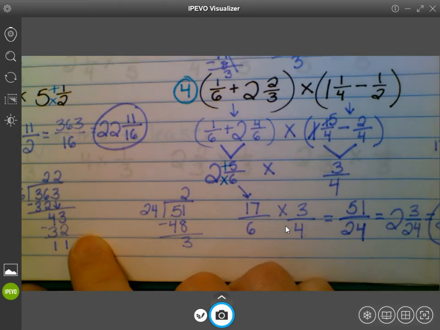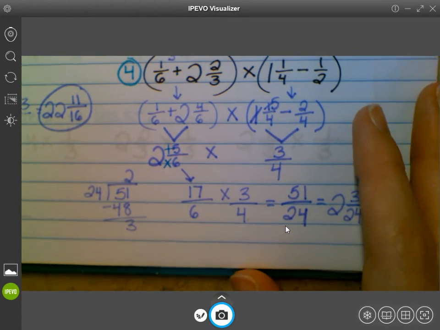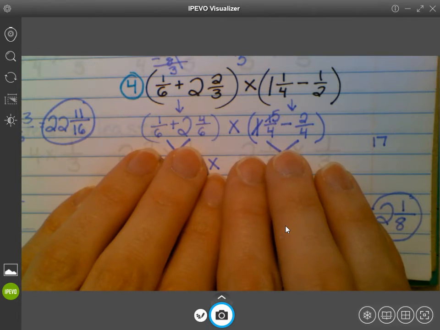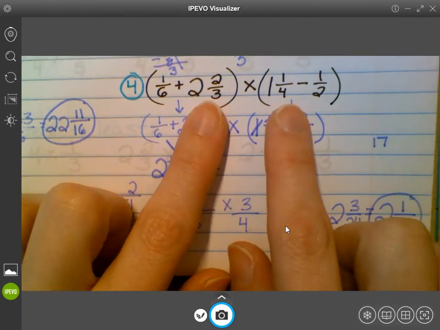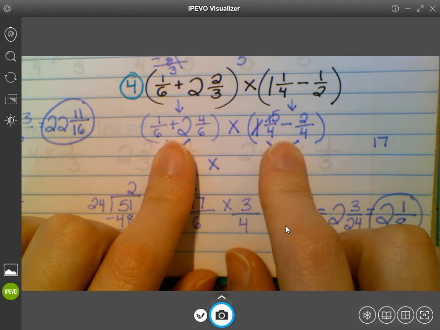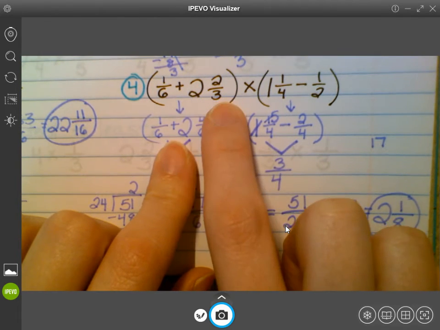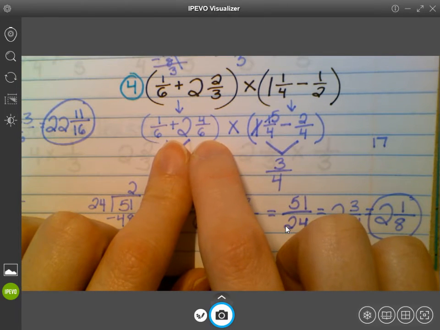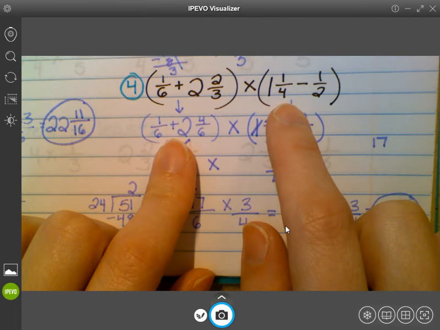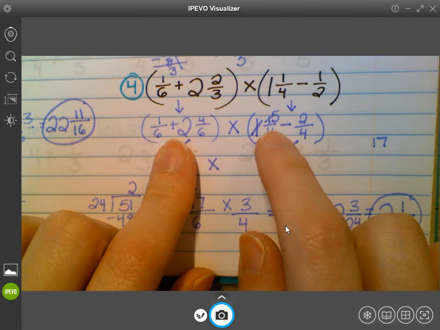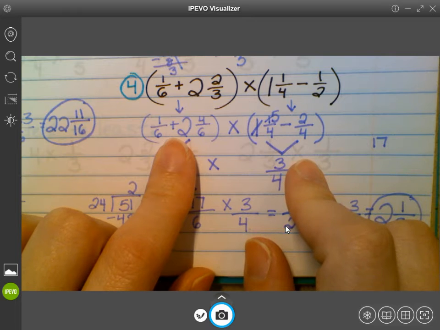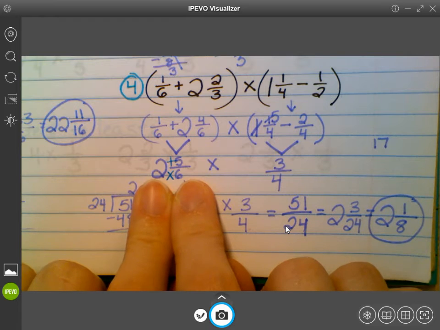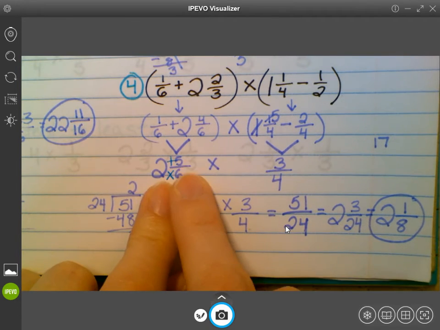And then we had number 4, and this one had a couple different steps because we had to first add and subtract before we could multiply. So what I did is I rewrote the problem to where they had common denominators. So 1/6 plus 2 2/3 becomes 1/6 plus 2 4/6, and then 1 1/4 minus 1/2 becomes 1 1/4 minus 2/4. So first I added, so 1/6 plus 2 4/6 gets me 2 5/6.